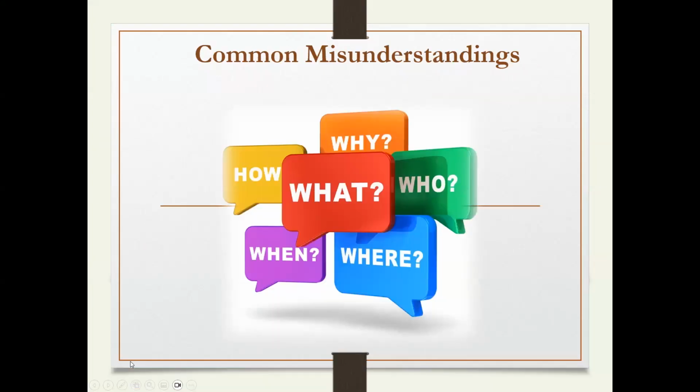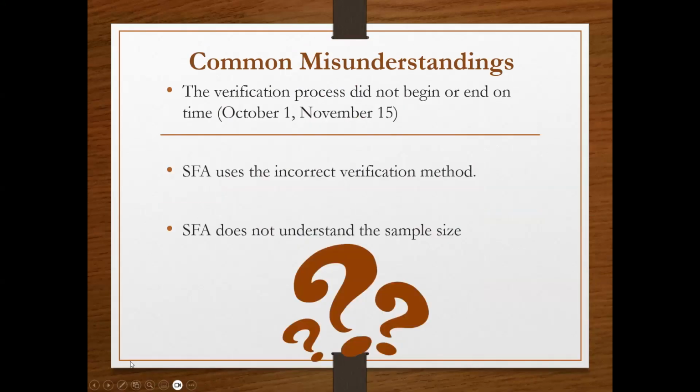So as we wrap up this presentation, we're going to go over some of the common misunderstandings, some of the findings that we've found when going on site, just so you'll know what not to do. The first thing is that it has happened where the verification process did not start or end on time. This year, 24-25, we are actually starting on the actual date, which is October 1st, and we're ending on November 15th, because both of these dates fall during the week.